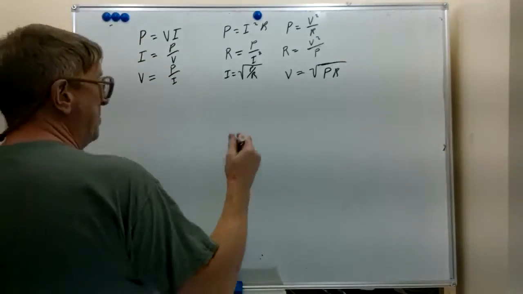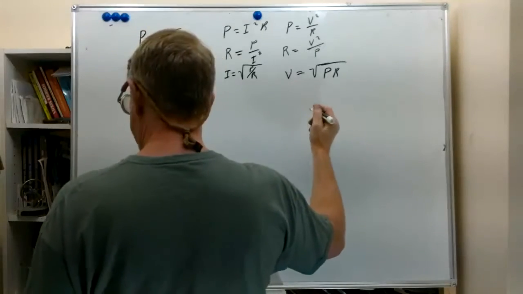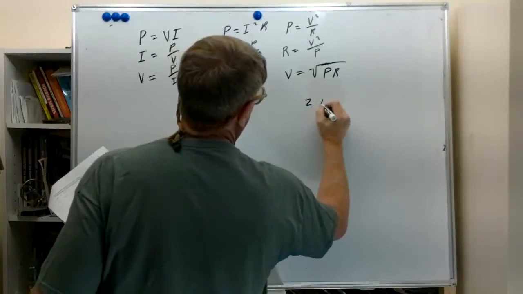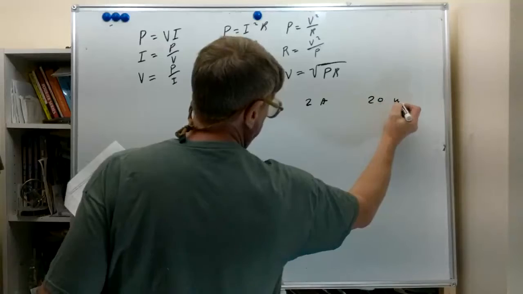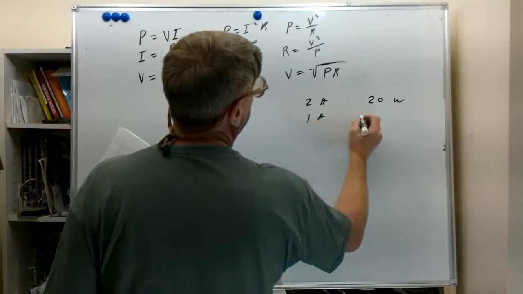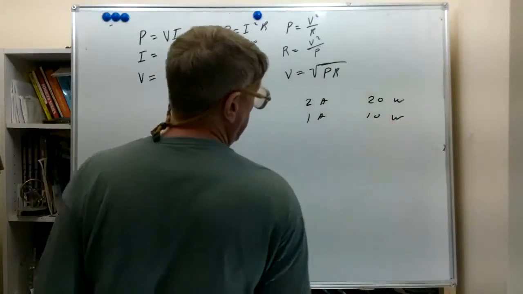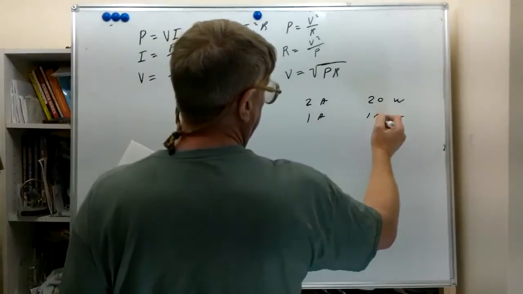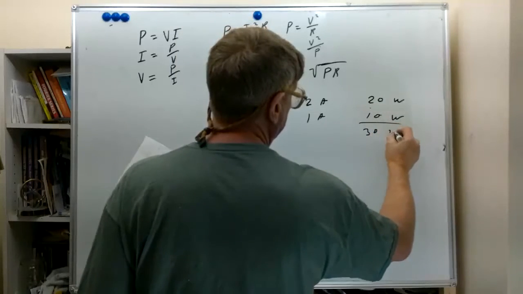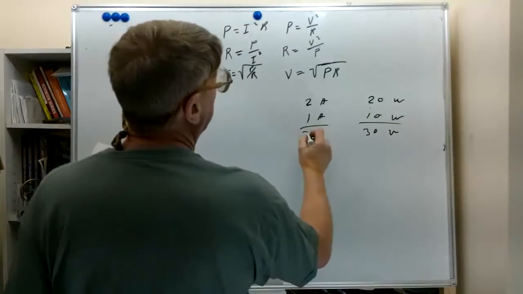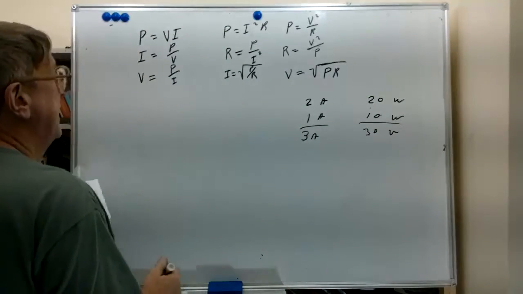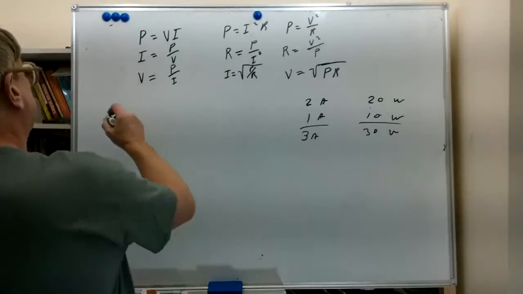And real quickly, remember in the 5 ohm resistor we had 2 amps and 20 watts. In the two 5 ohms in series, we had 1 amp and 10 watts. Well, note that 20 plus 10 is 30 watts. And 2 plus 1 was 3 amps. We had a 10 volt supply, and we were drawing a total of 3 amps.